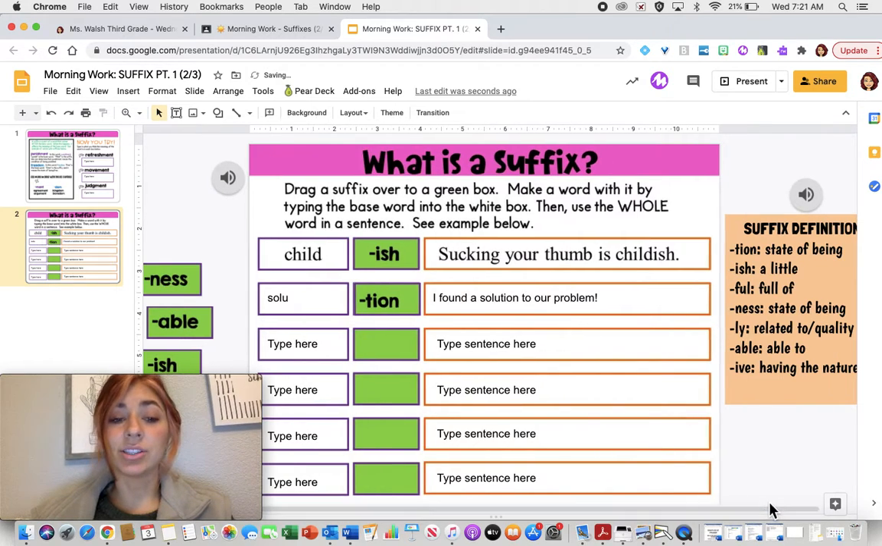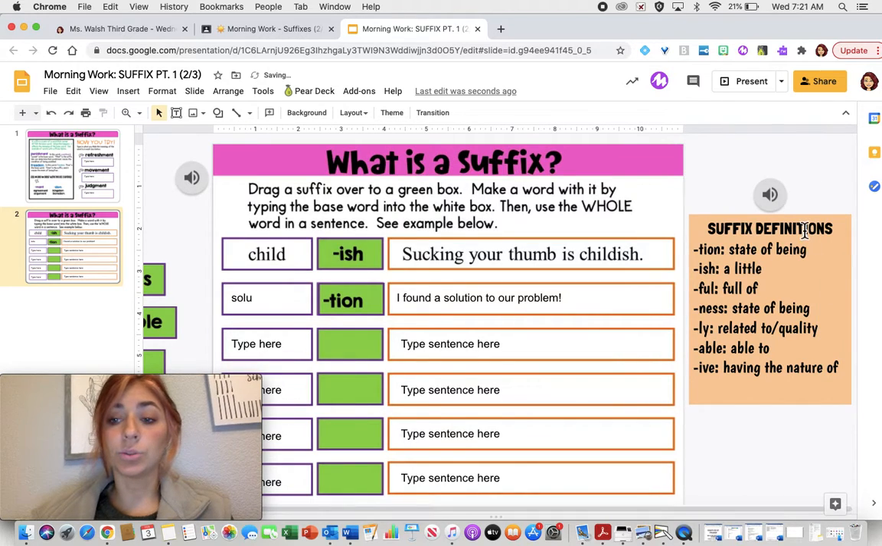If you come across a suffix and you're like, oh, I don't remember what that suffix means, Miss Walsh went ahead and she wrote them right over here. So, for example, full means full of, ness means state of being, and so on. So keep that in mind while you are doing this job.